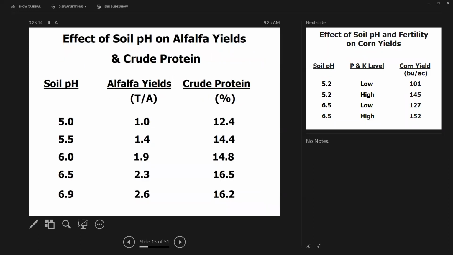This is just straight up yield at different soil pH values. As soil pH increased by about a half a unit every time, alfalfa yields increased 1 to 1.4 tons to 1.9 tons to 2.3 to 2.6. Crude protein generally increased along the same pattern. So alfalfa, again, we recommend a higher pH, 6.8, than we do the rest of our crops, and this is just indicative of why.